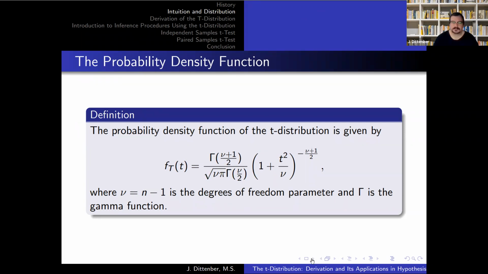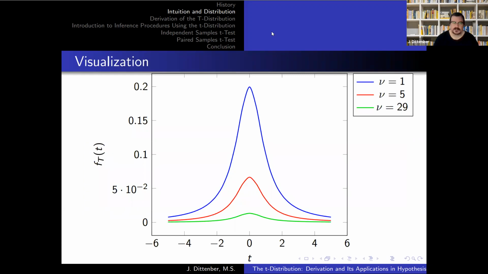Okay, so first of all, let's just take a look at the distribution. What does it look like? In the case that the degrees of freedom equals 1, you have this distribution here, which is actually just the Cauchy distribution. And then for every other degrees of freedom, you've got a different distribution shape. Now, notice the scale here is from 0 to 0.2.